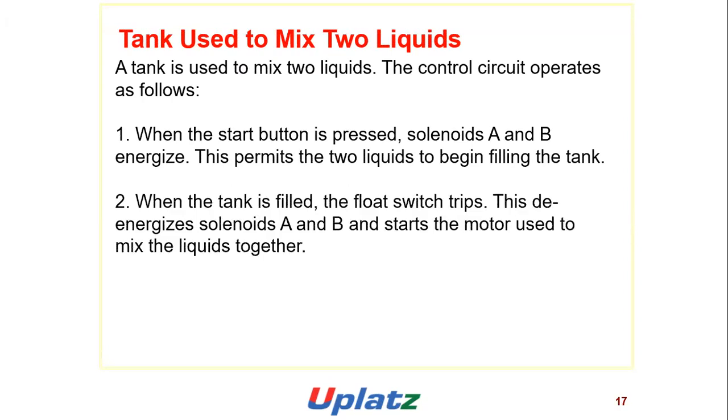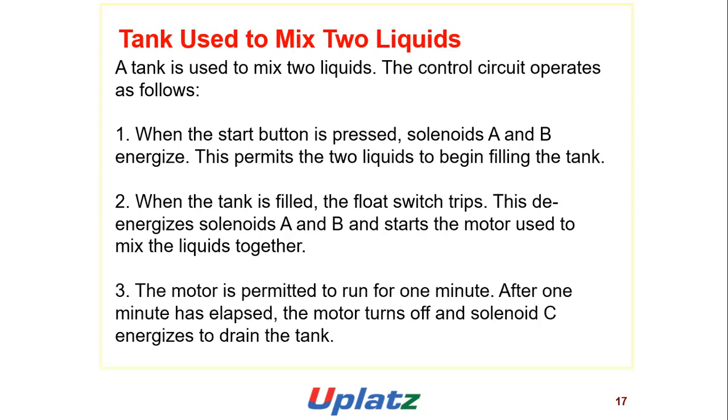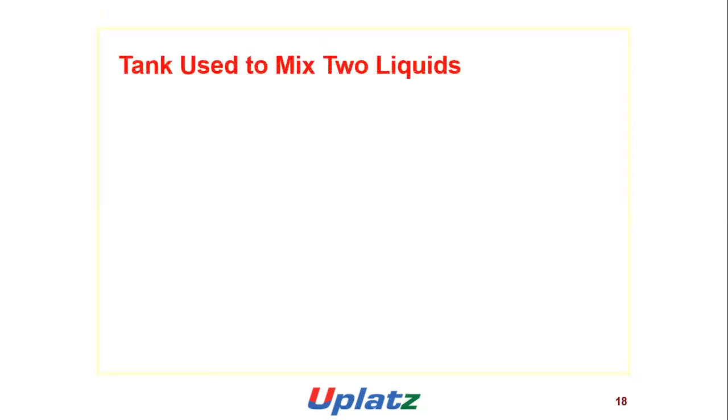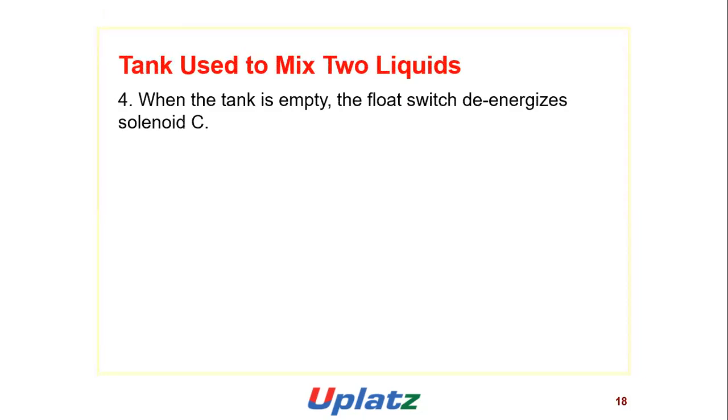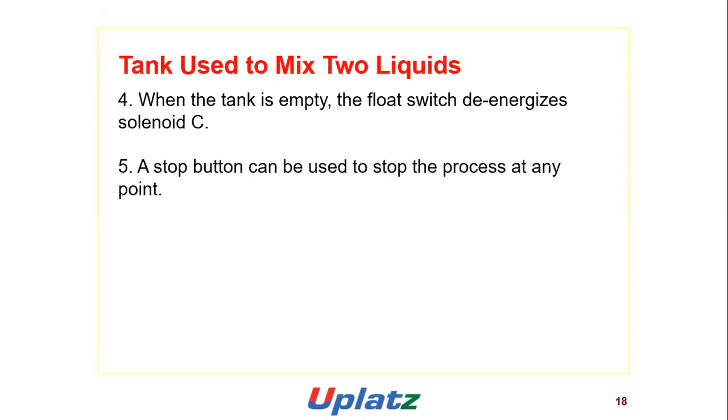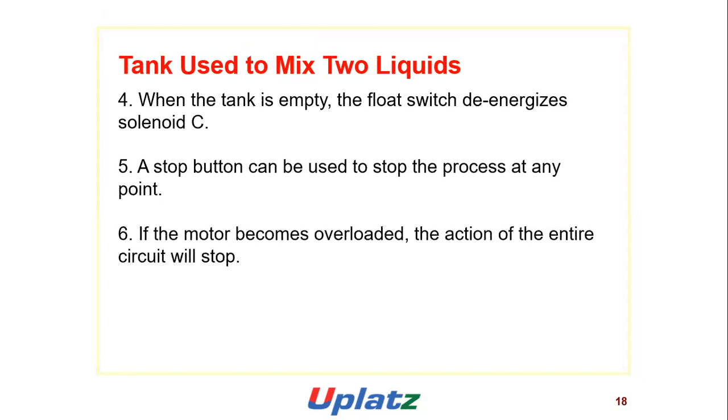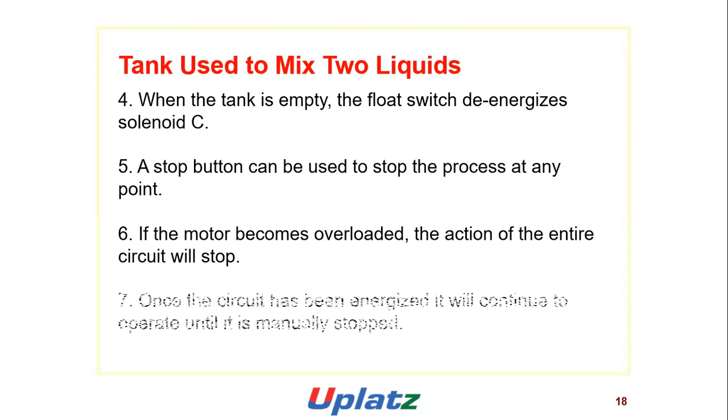When the tank is filled, the float switch trips. This de-energizes solenoids A and B and starts a motor used to mix the liquids together. The motor is permitted to run for 1 minute. After 1 minute has elapsed, the motor turns off and solenoid C energizes to drain the tank. When the tank is empty, the float switch de-energizes solenoid C. A stop button can be used to stop the process at any point. If the motor becomes overloaded, the action of the entire circuit will stop. Once the circuit has been energized, it will continue to operate until it is manually stopped.